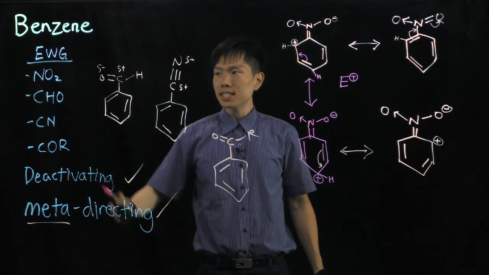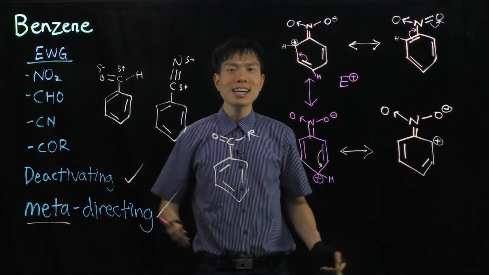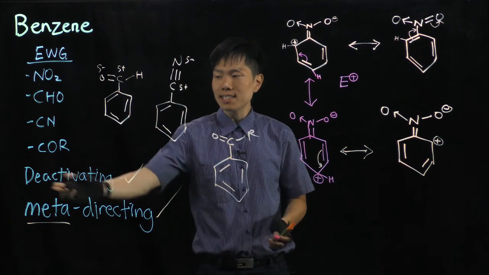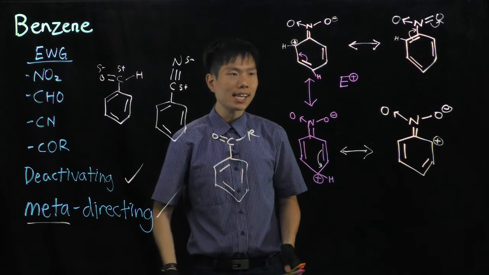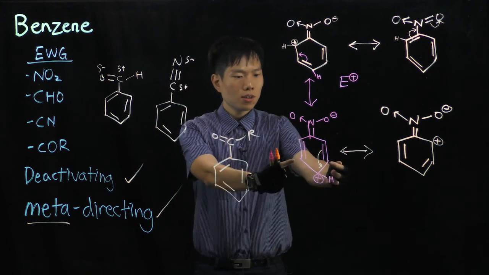So now we know that these groups here, of course there are more than that, this list is not exhaustive, are electron withdrawing groups. They are deactivating, they are meta-directing. The next electrophile will prefer to go to the third position.